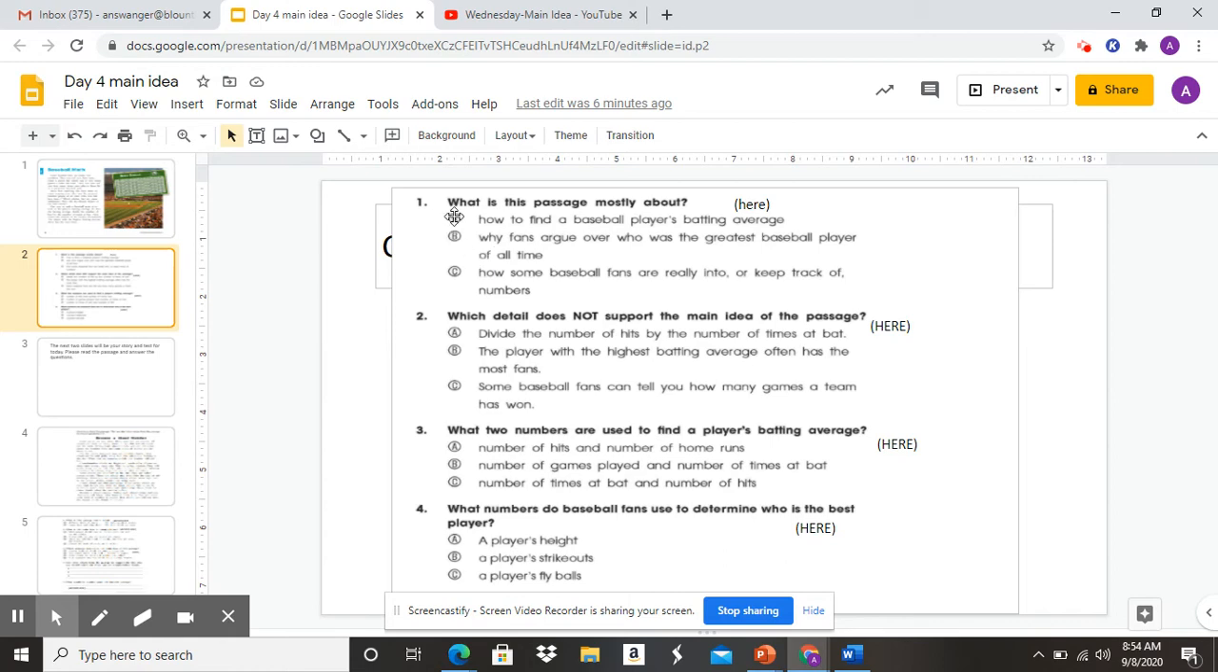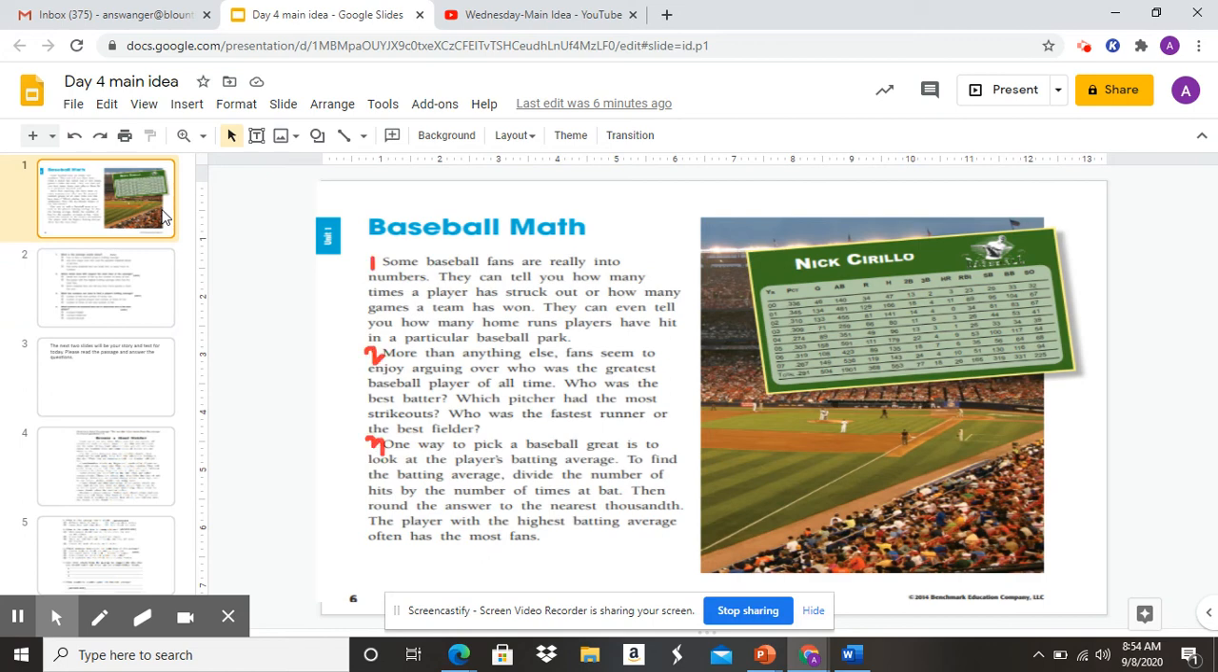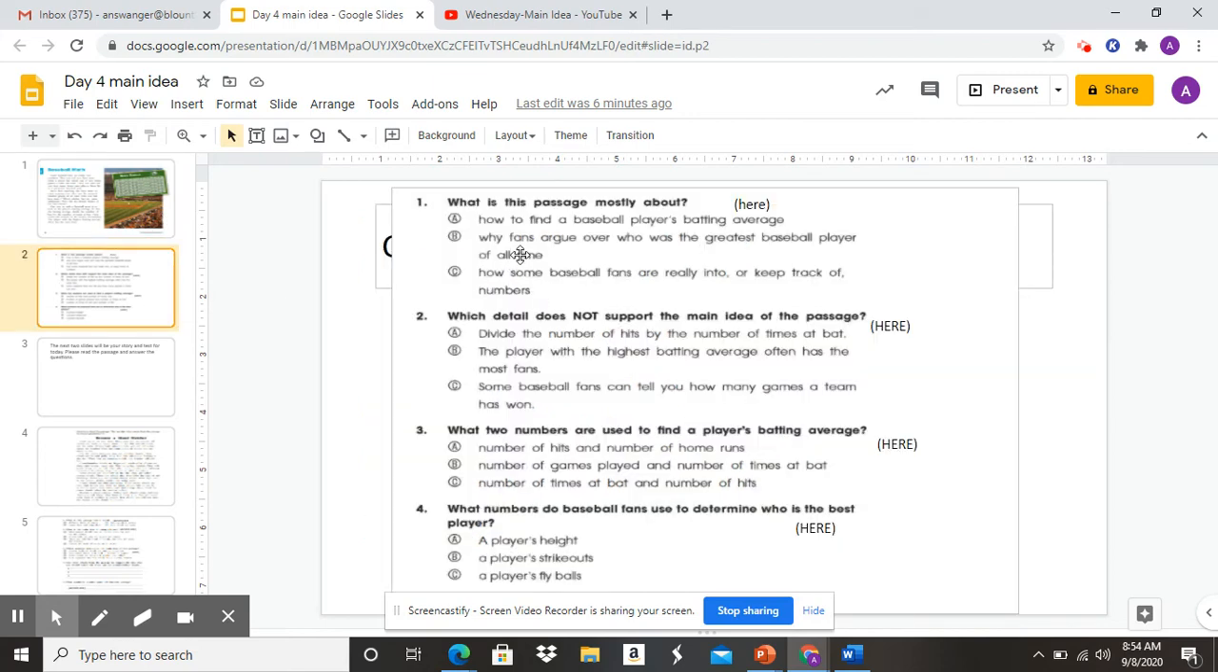So, let's read my first question. What is this passage mostly about? Well, up here we talked about that. We kept getting the same kind of thing come up, that baseball fans use numbers. So let's look back and see if I can find something in one of my answers that talks about baseball fans using numbers. So, how to find a baseball player's batting average, why fans argue over who is the greatest player of all time, or how some baseball fans are really into or keep track of numbers? Like I said earlier, we kept coming up with baseball fans keeping track of numbers.